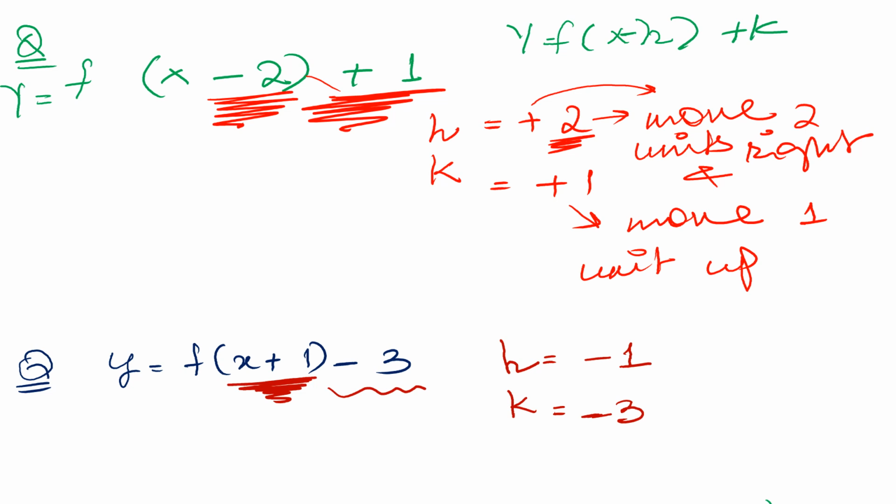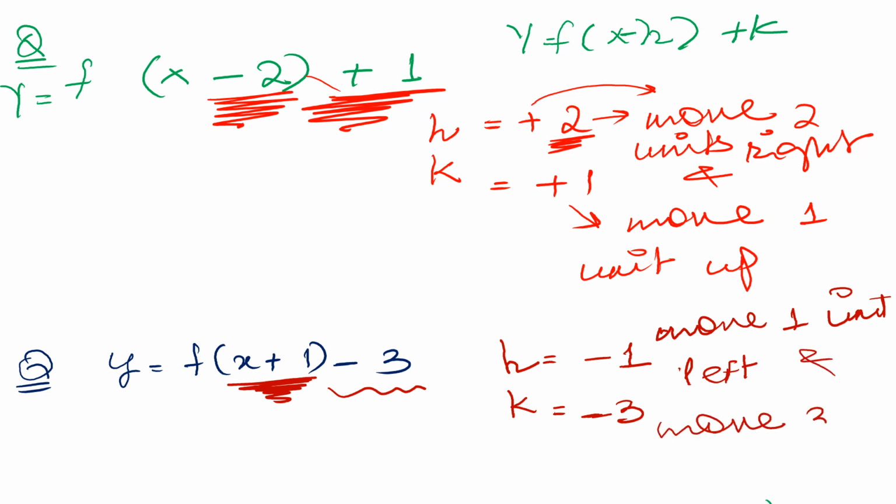Now these movements, you have to memorize the rules. Negative 1 means move 1 unit, where, right or left? Since it is negative, so 1 unit left. Negative means left. And what? Move 3 units. Now let's check about the k. And k is also negative. Negative means down. So I hope that you understood the translation moving right, left, up and down, and when we translate them together.